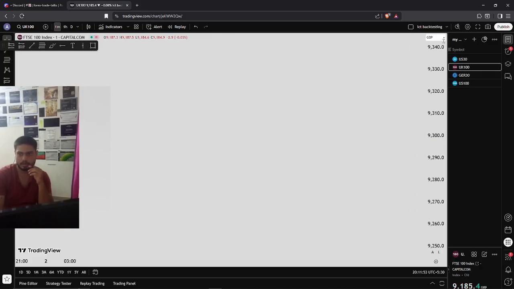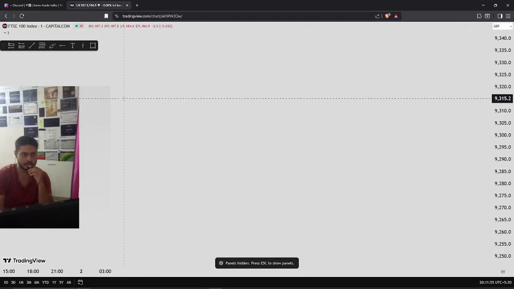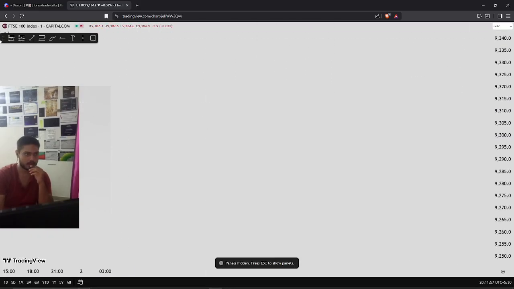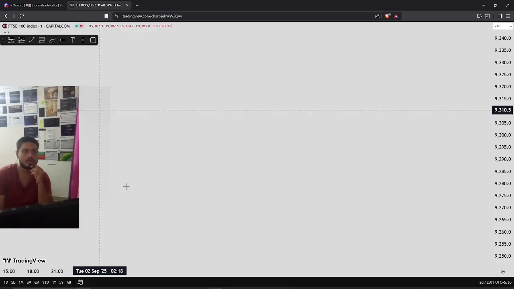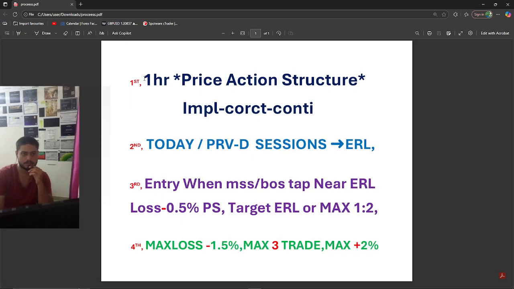I'm going to quickly explain what my process is, and then show some examples as well as the trades I took today on the same model. Basically, what I try to do is analyze the price action on the 1 hour time frame, in terms of impulse, correction, continuation. Which phase am I in? Am I in an impulsive phase, a corrective phase, or a continuation phase?